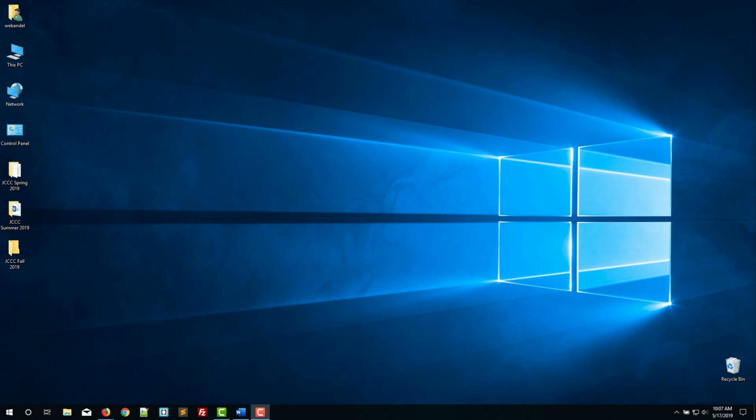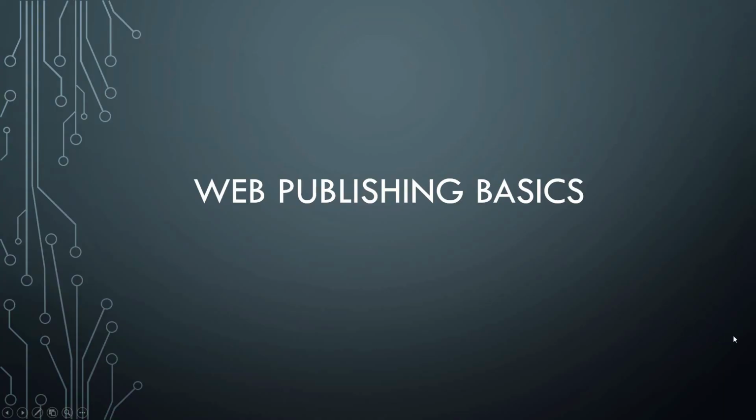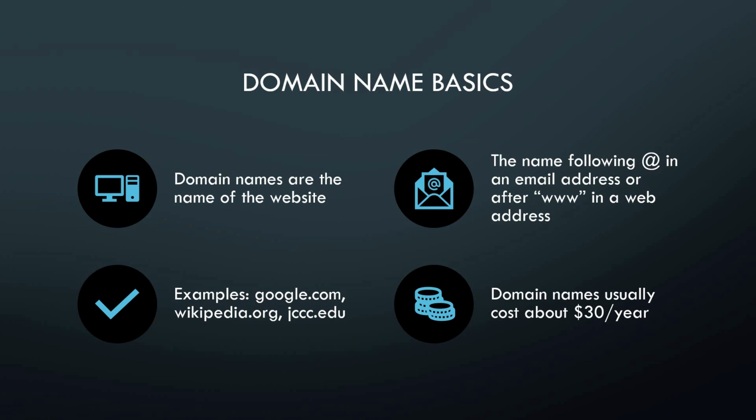So to start off, we're going to be looking at the first link under web publishing, which is a PowerPoint. So web publishing basics. To start off with, we're going to look at domain name basics. Domain names are the name of the website, the name following @ in an email address, or after www in a web address. Examples are google.com, wikipedia.org, or jccc.edu. Domain names usually cost about $30 a year.